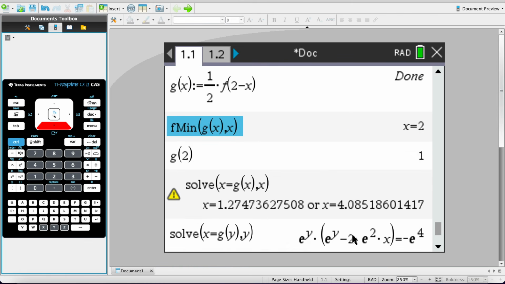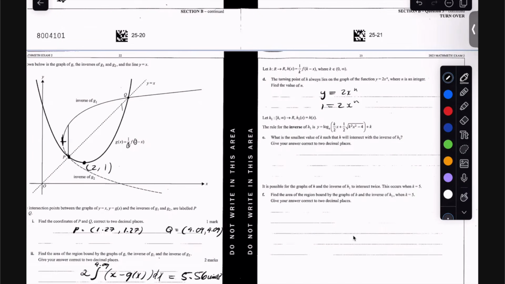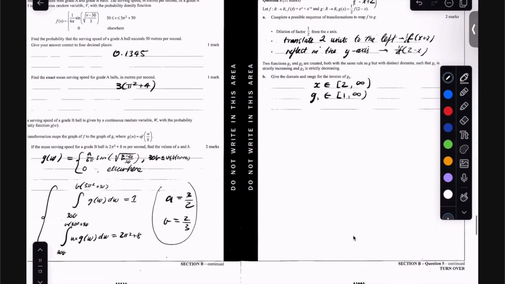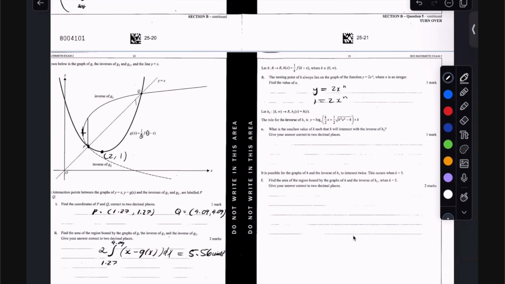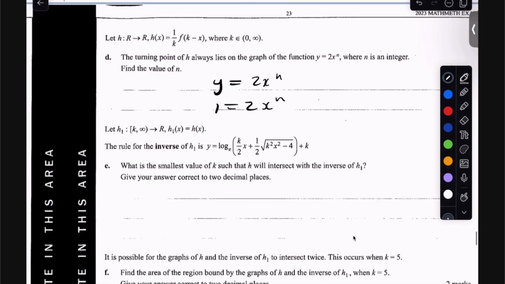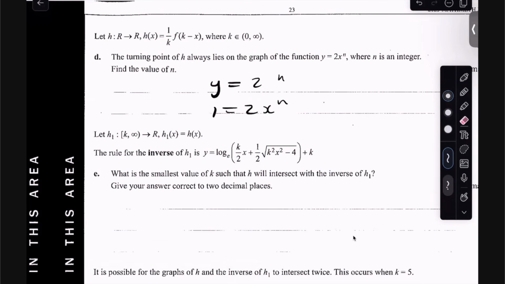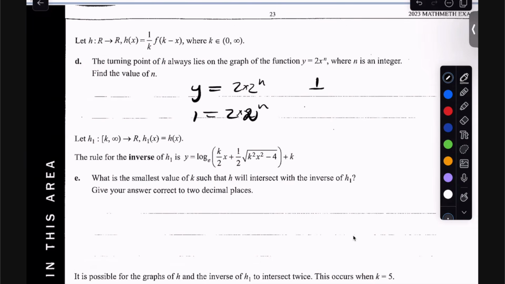Or was it 1, 2? No, it's 2, 1. And that was in the same form as this here. So it should be the case for 2. Okay, sorry. 2 times 2 to the power of n. So that means 1/2 is equal to 2 to the power of n. And that means n is equal to -1.